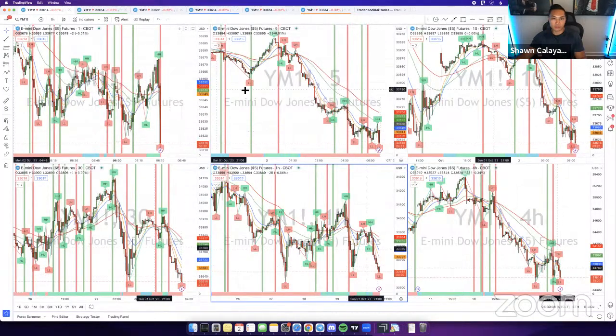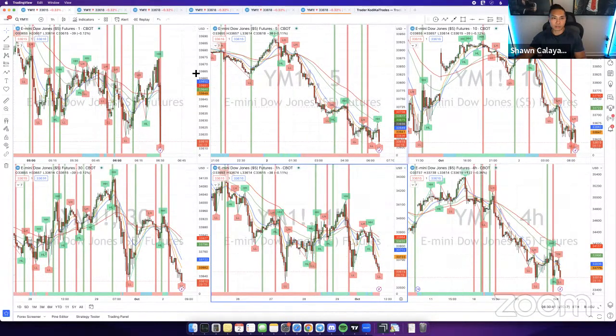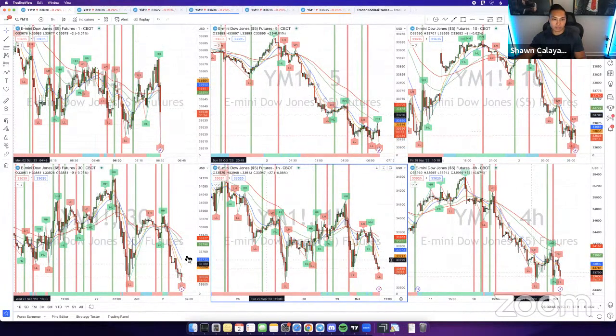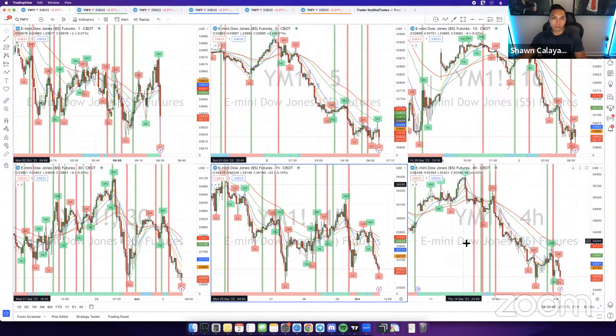So yeah, looking over here on the shorter time frames, everything's bearish. You can see prices below the pivots, trend meters red, pivots are angling down. And same thing on the higher time frames on the 30-minute, 1 hour, and 4 hour down here.